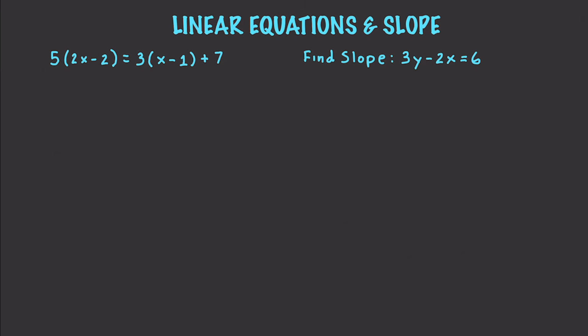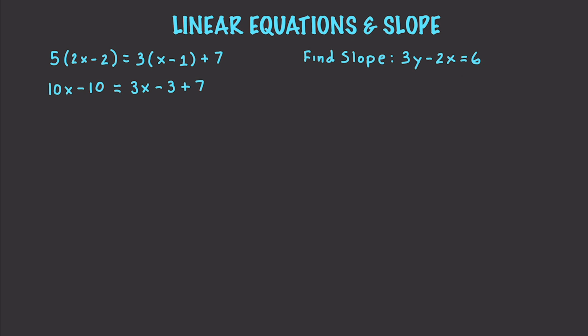All right, the very first thing I'm going to cover is solving linear equations and finding slopes. So basically, to solve this equation on the left side of your screen, I'm just going to multiply through. So we have 5 times 2x, and that becomes 10x minus 10. And that is going to be equal to, again, just multiply through, 3x minus 3 plus 7.